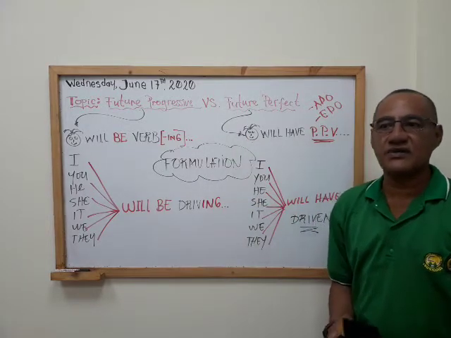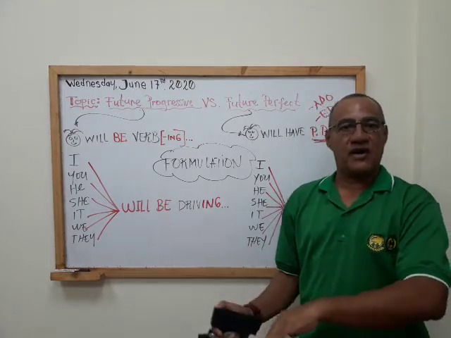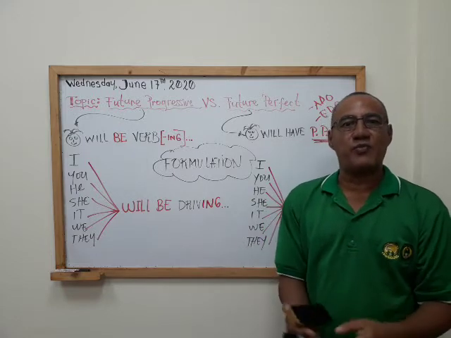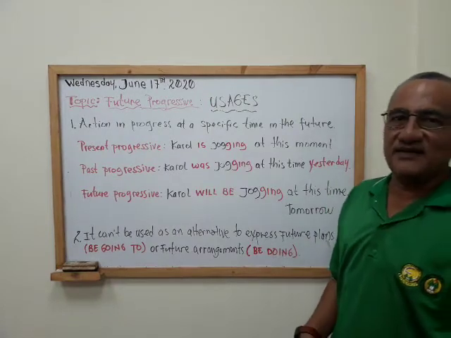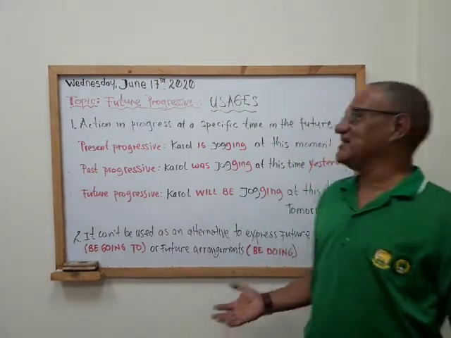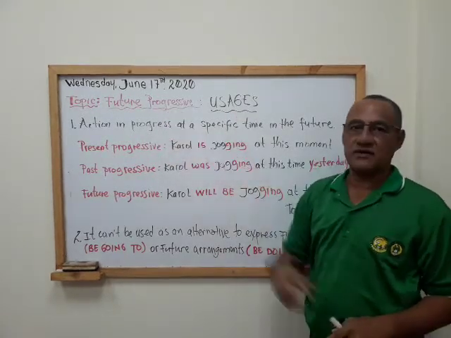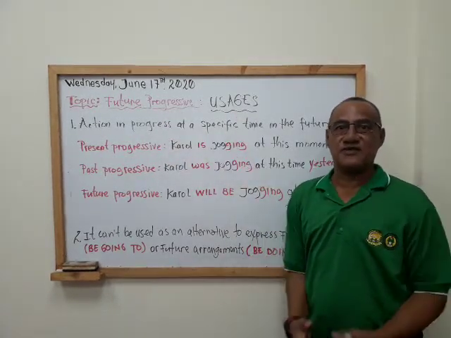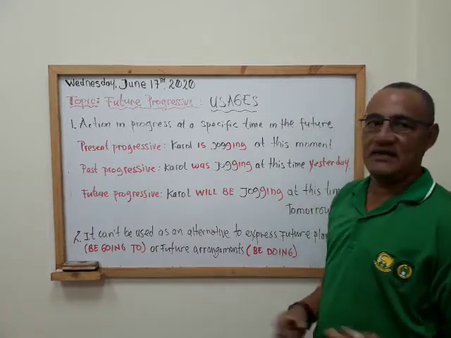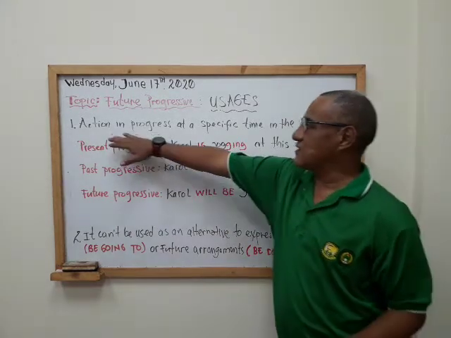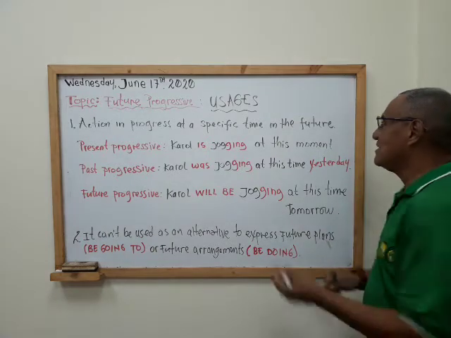Now we are going to study them apart and finally compare their use. Okay, very good. Dear friends, now we are going to go into the use of future progressive, which is the most important: when to use it, what it is used for. It has basically two uses. The first one is to describe an action in progress at a specific time in the future.